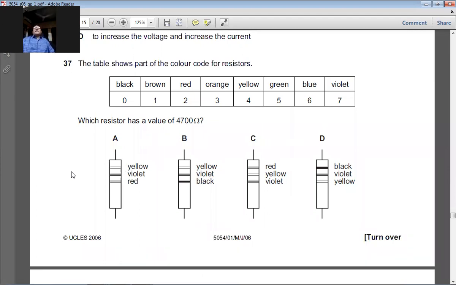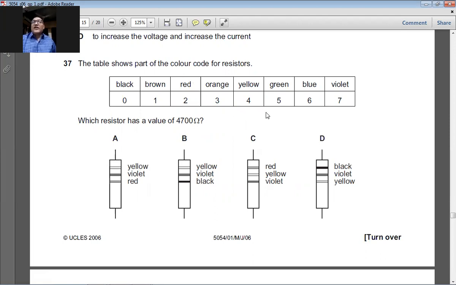He says the table shows part of the color code for resistors, and which resistor has a value of 4700 ohm. Okay. Now, you know how we find the color bands. The first digit is 4. So that will be yellow. The first band should be yellow. The second figure is 7. So it should be violet. The second band should be violet, yellow and violet.